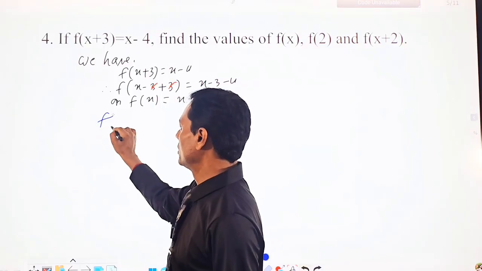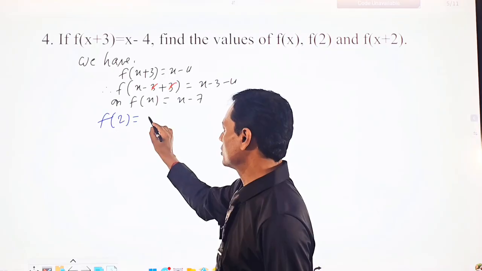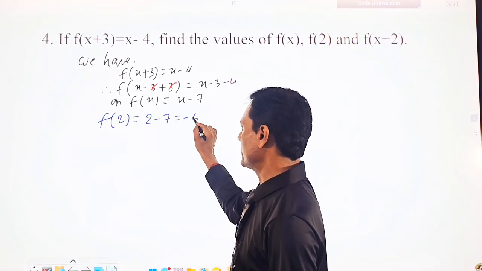Moving forward, here is f(2), right? Now we can replace x by 2. So we can write f(2) equals 2 minus 7, that is minus 5.